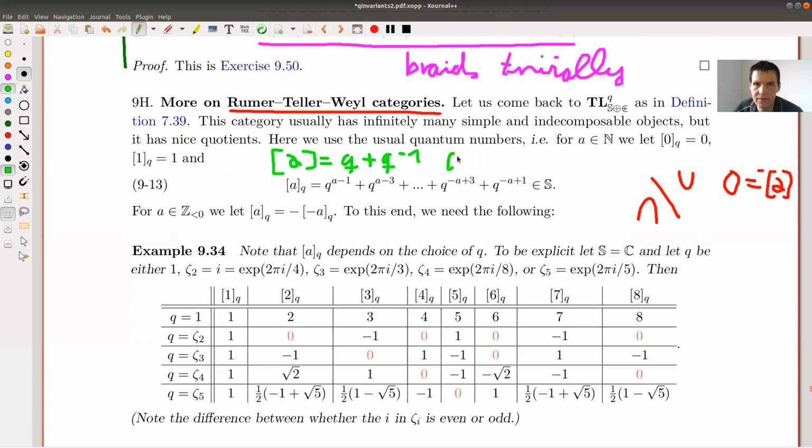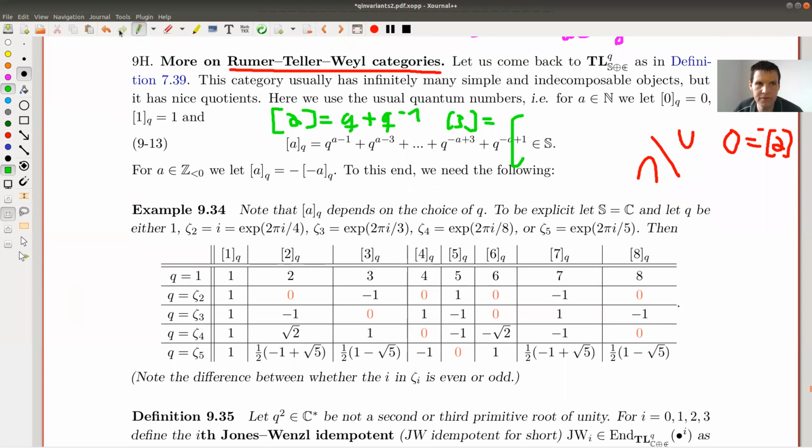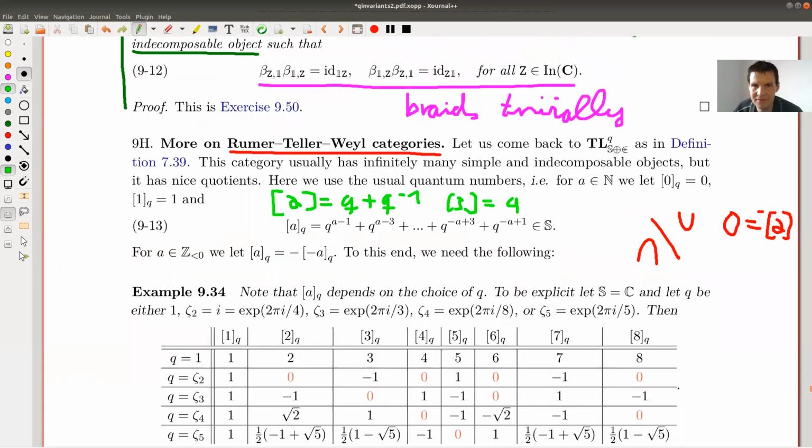Quantum 3 is whatever it is. What was that? Is Q squared plus 1 plus Q to the minus 2. So the rule is pretty easy. You look here, you take 1 off, and then you go in steps of 2 until the total number is again this one. In particular, specializing Q to 1, you just get quantum.